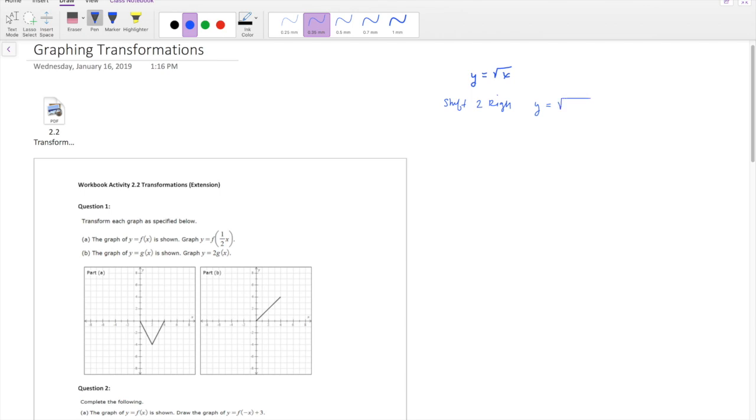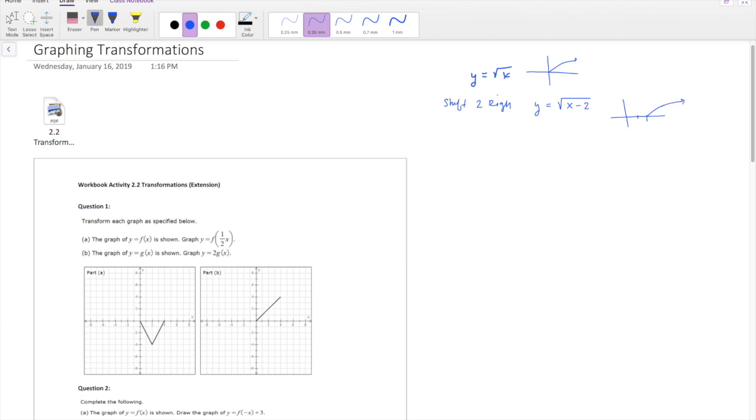So if we're going to do a horizontal shift, we're going to add or subtract directly from the variable, and it's the opposite of what you'd think. So if we're going to move to the right 2 units, we're actually going to subtract 2. So we know the graph of the square root of x looks like this, and then the graph of the square root of x minus 2 would be shifted to the right 2 units.